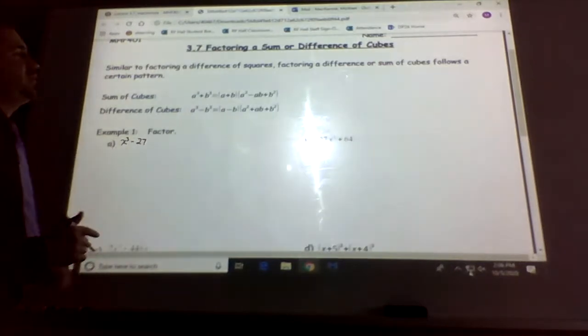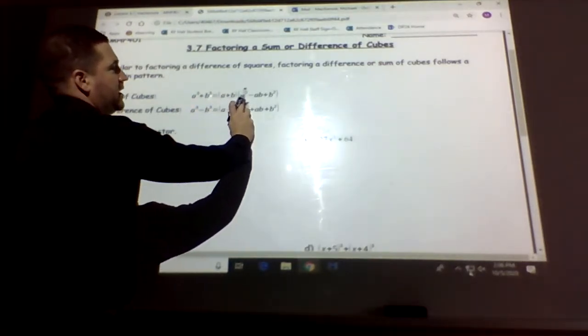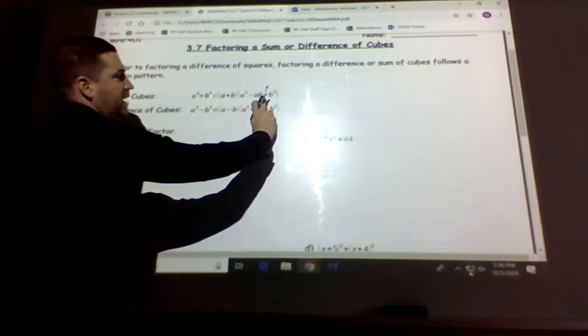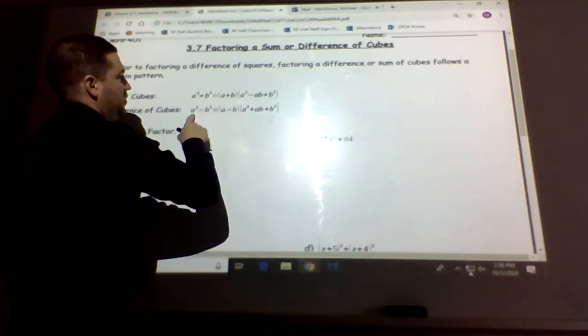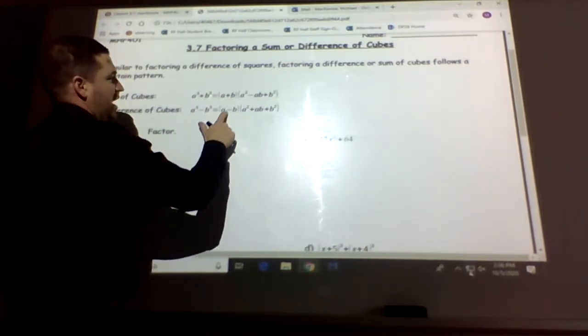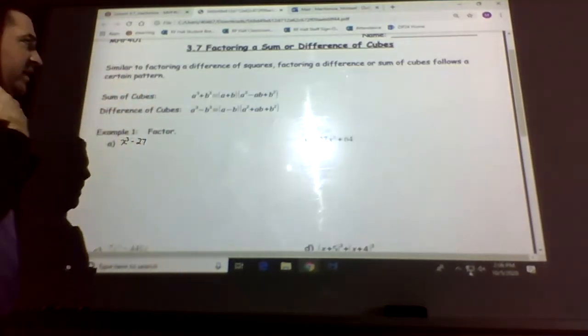Okay, so the formula is here. a cubed plus b cubed equals a plus b, and then brackets a squared minus ab plus b squared. Then you use the opposite operations when it's subtract here, so subtract, and then this becomes a positive. I'll show you with some examples.